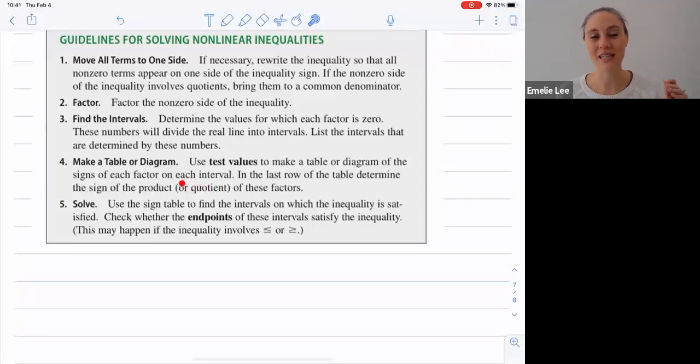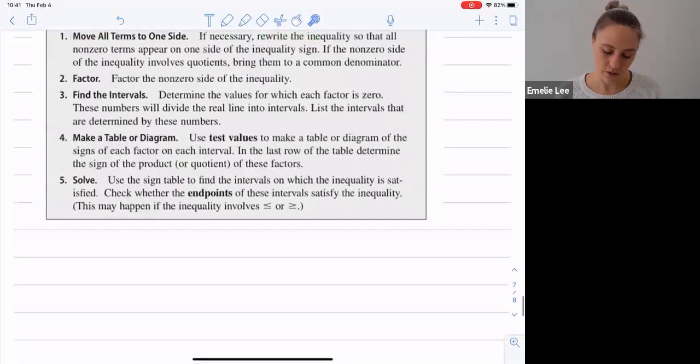We're only interested in the sign, which is meant to make things easier, because you don't actually have to do the calculations. You can just think, oh, okay, a positive times a positive, for example, makes a positive number. A negative times a negative makes a positive number. Knowing that it's positive tells me that it's greater than zero, and then I can refer back to the inequality that I'm working on to see if that's what I want or not.